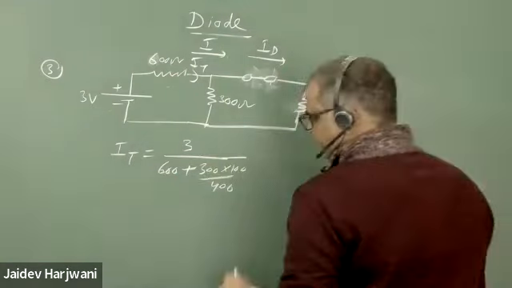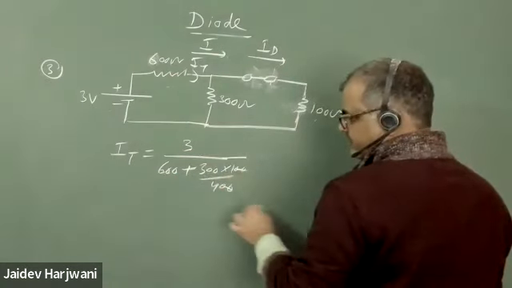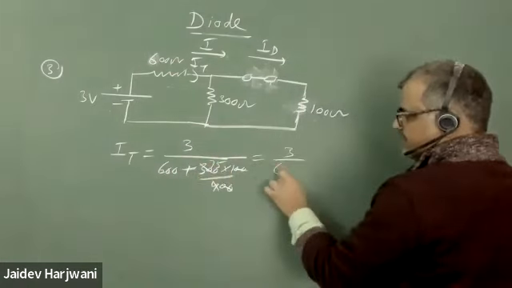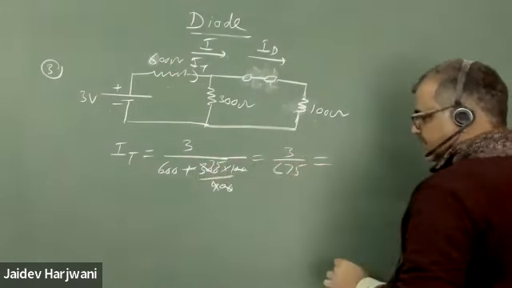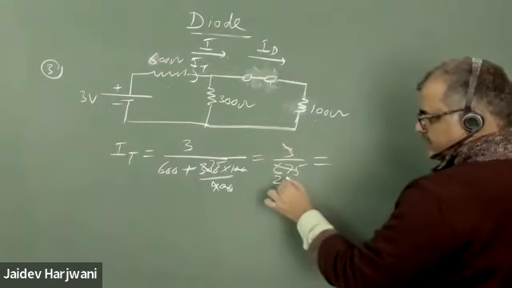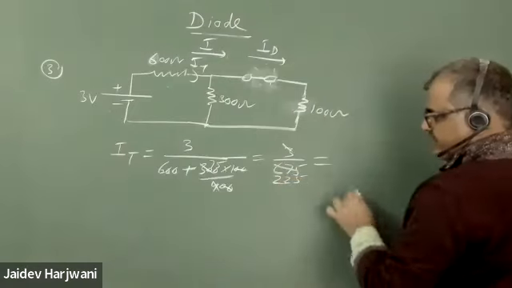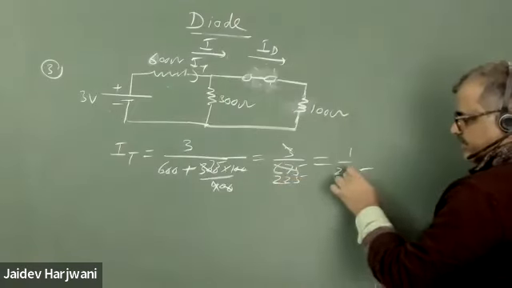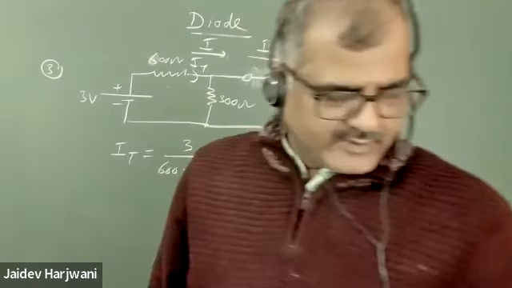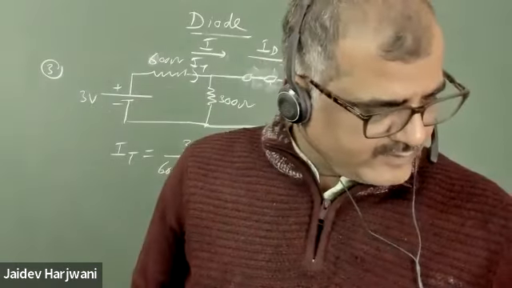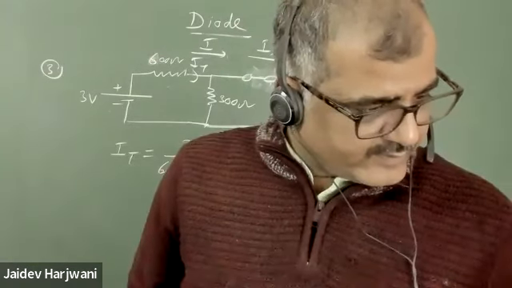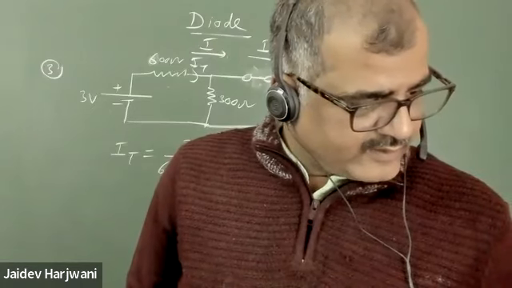Now if you solve this one, 20 is gone, 1 here, 75. Okay, 3 upon 675. If you solve it further, how much does it come? 2, 1,225 ampere. So 3.3 milliampere. Okay, 3.3 milliampere. Let me check. Are you sure 3.3?